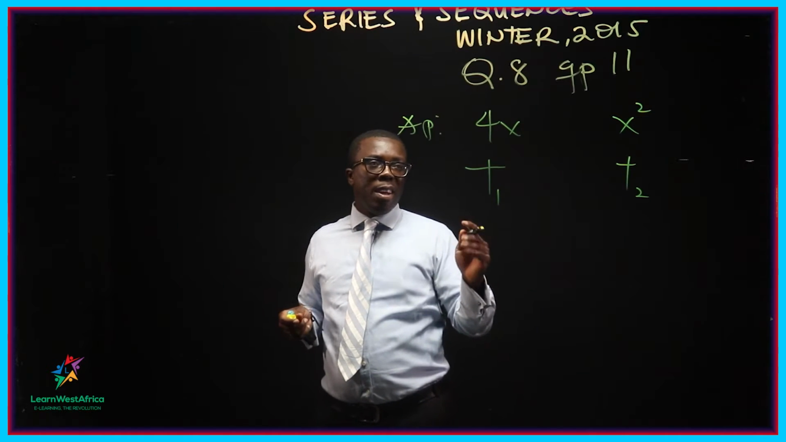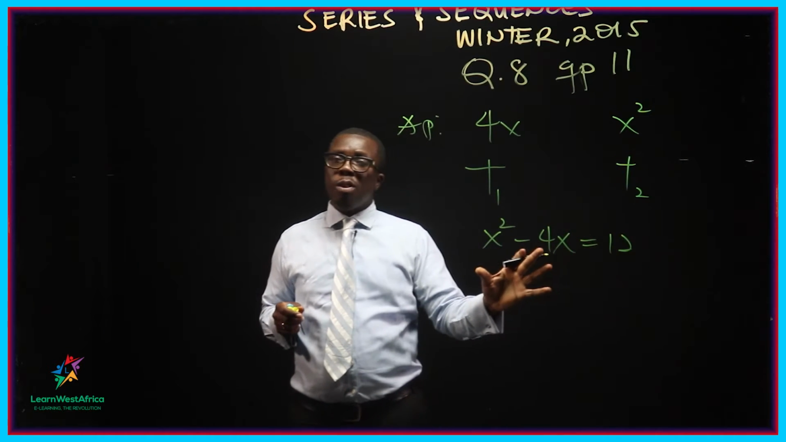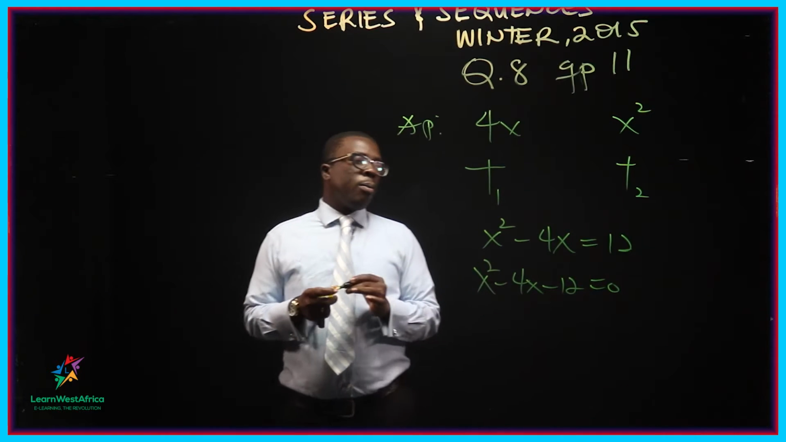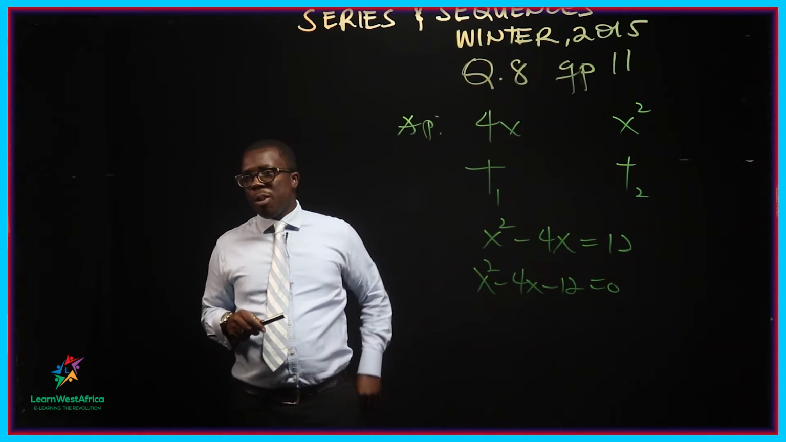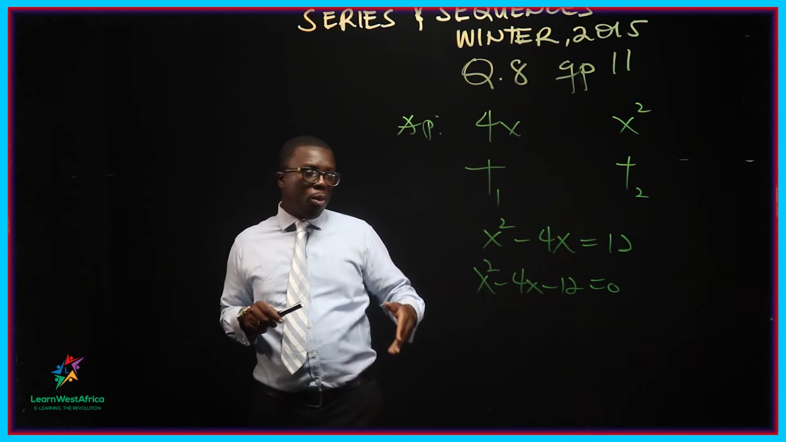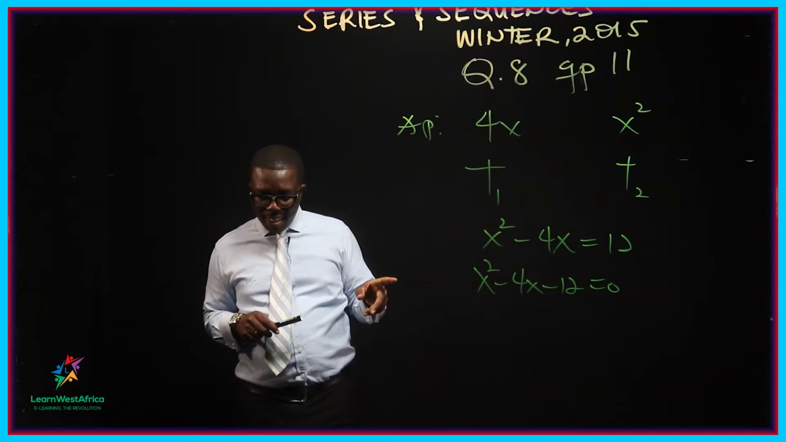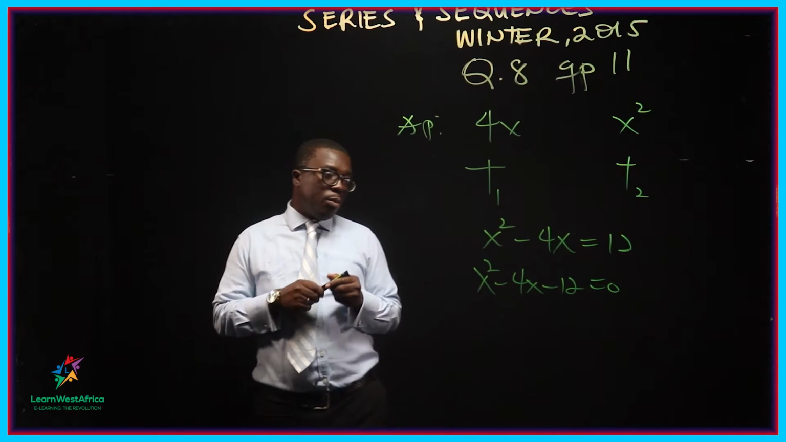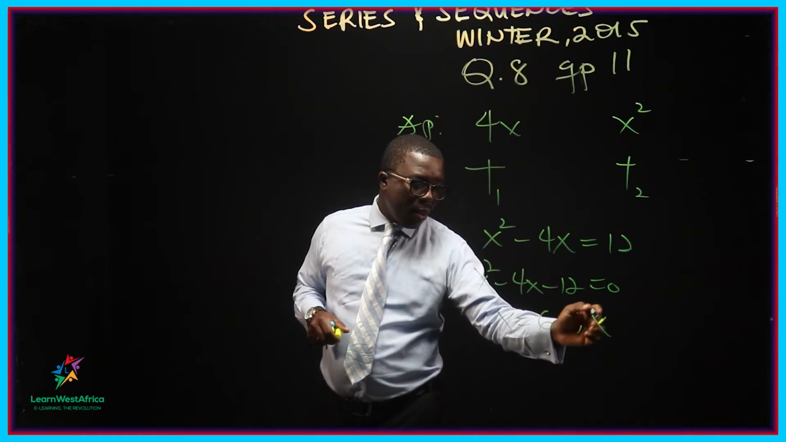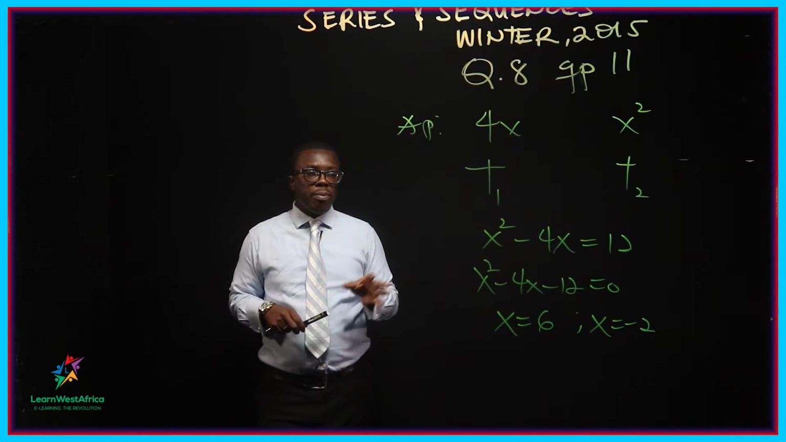So basically, in the case of an AP, x squared minus 4x is equal to 12. That is your common difference. So you're going to have x squared minus 4x minus 12 equal to 0. So we just try and solve it quadratically. As you know from your basic algebra, your x is going to give you 6 and negative 2. Your x is going to give you 6, and your x is also going to give you negative 2. That is the relation for your x's.